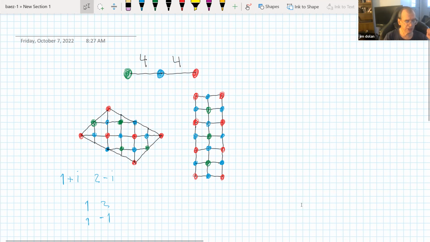And I convinced myself that that was legitimate because 2 plus i is a factor of 5 in the Gaussian integers. And that seemed like a reasonable way of determining that it's relatively prime to 3 in the Gaussian integers.